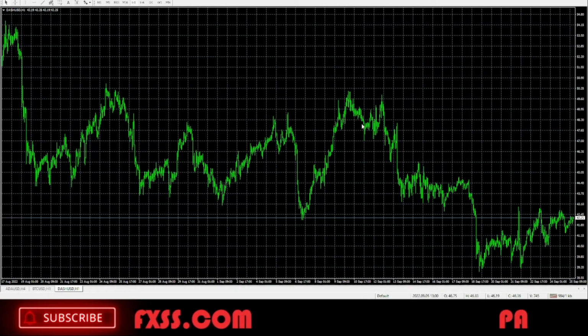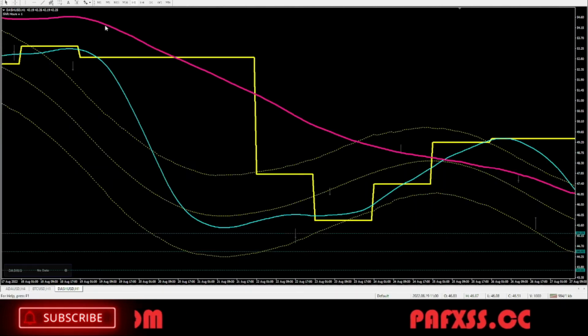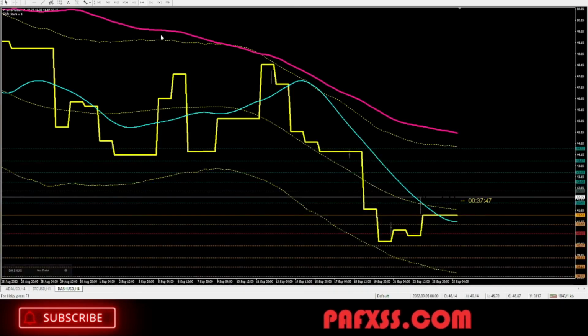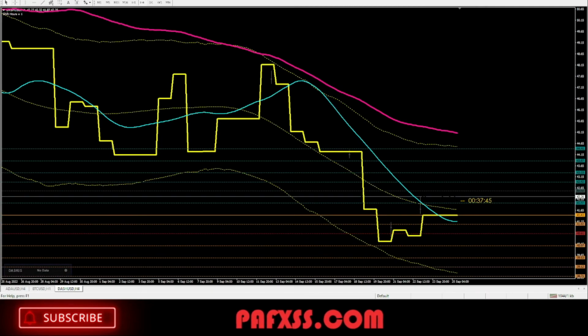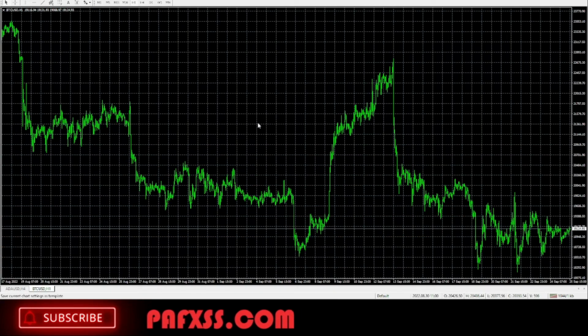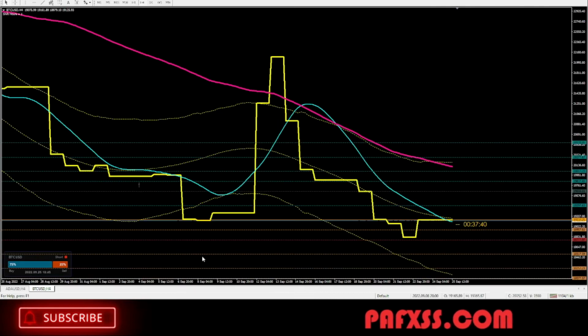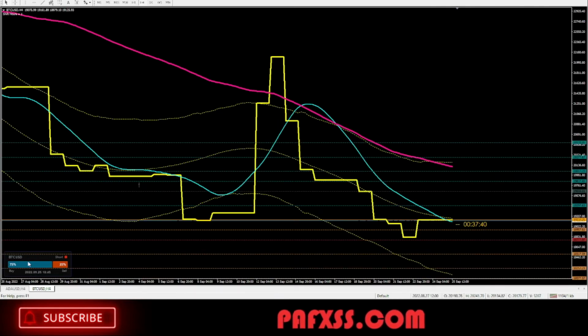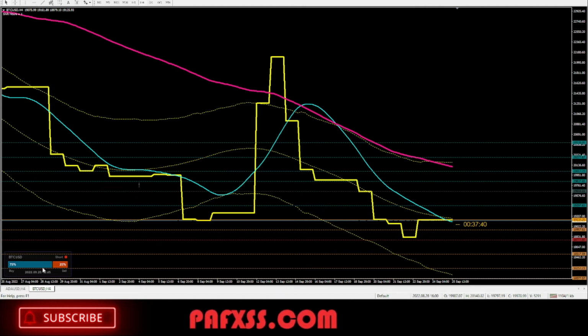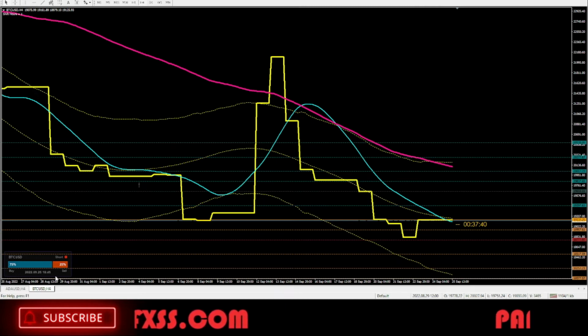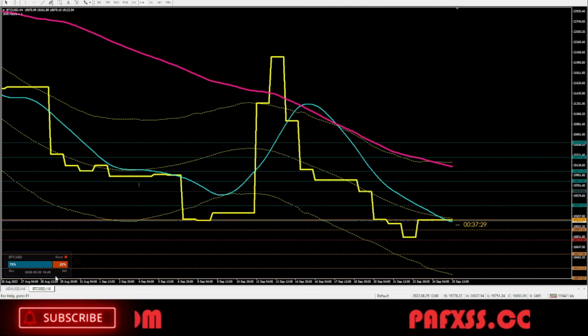This one is Dash USD. Change to 4 hours. No. This one is BTC USD. This one, no. As you can see, the sentiment indicator is working on this one. It's getting the data only on BTC USD.